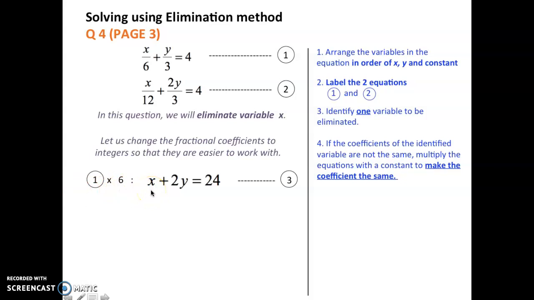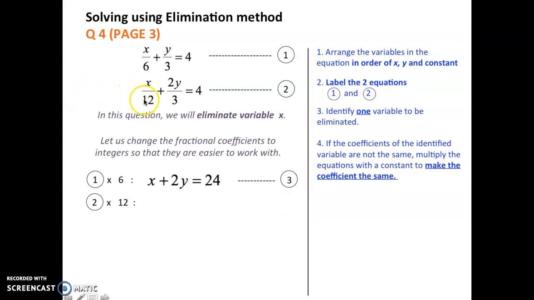So when I multiply 6 times x over 6 will leave me with only x. As for 6 times y over 3, it will give me 2y. Lastly, on the right hand side, I'll use 4 times 6, which will give me 24. Once you're done with this, remember to label your equation. Now let's look at equation 2.